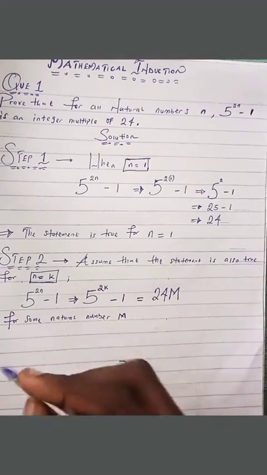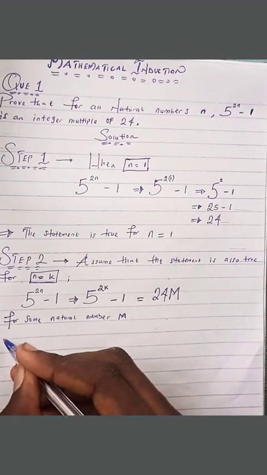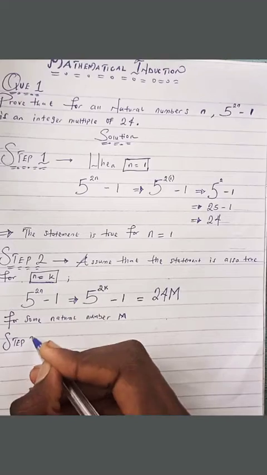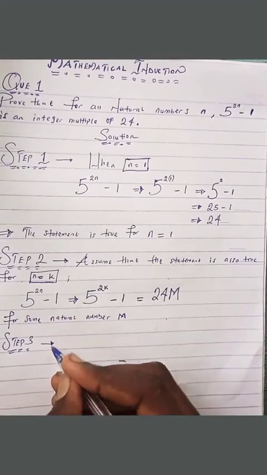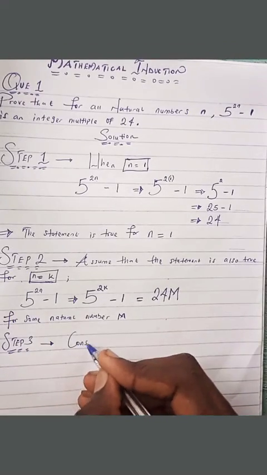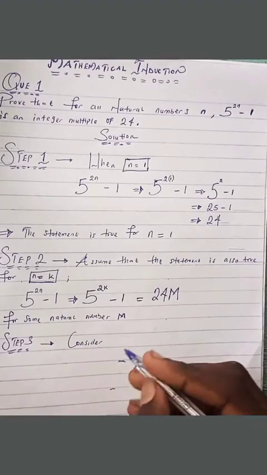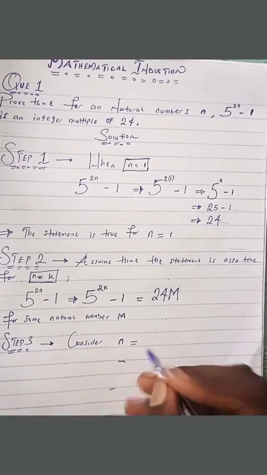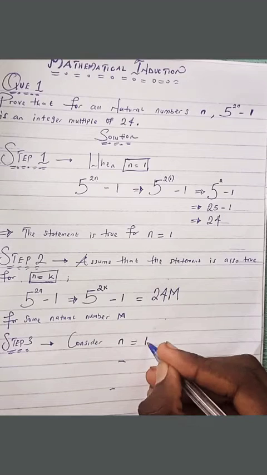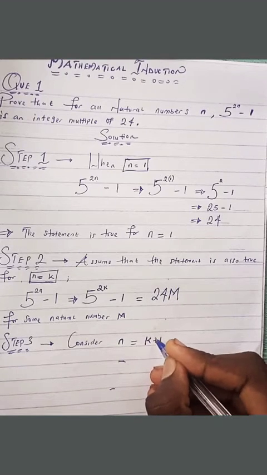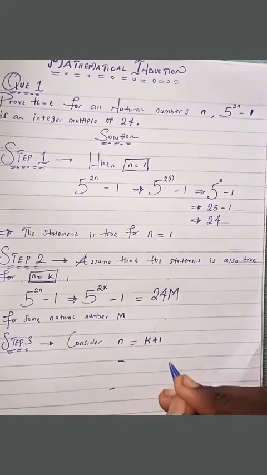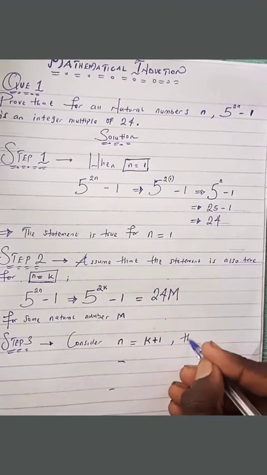Now when you get to this stage, then I'm good to go. Now let me move to step 3. For step 3, what I have to do is consider when n is equal to, no, actually I use k. Now when n is equal to k plus 1, just a shift of 1 in k, then what do I have?